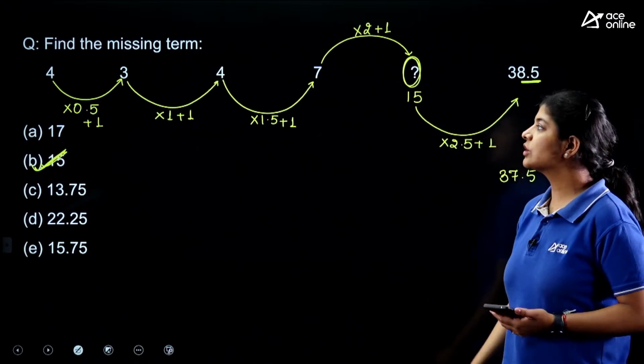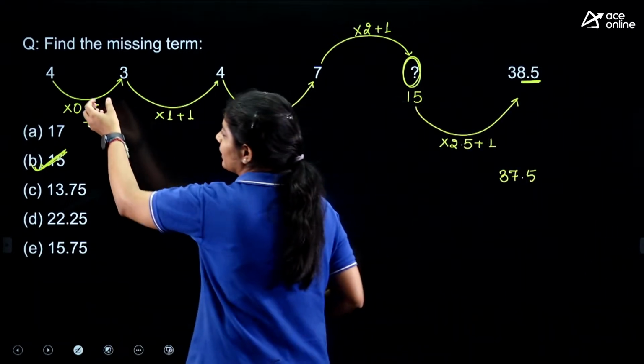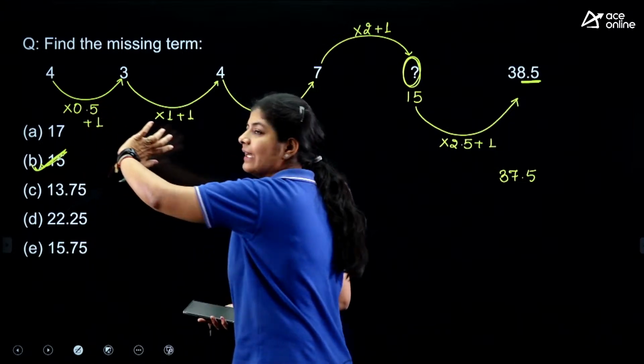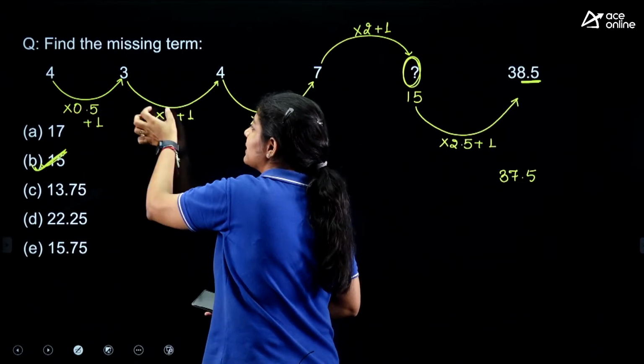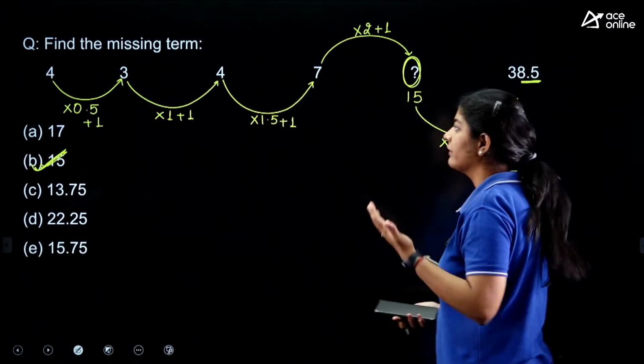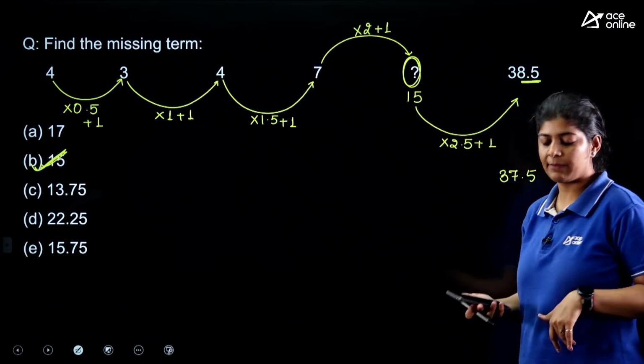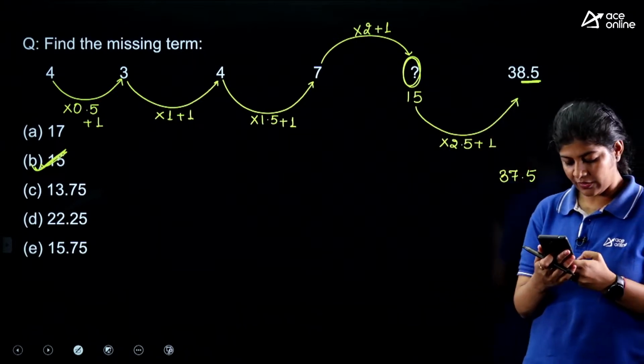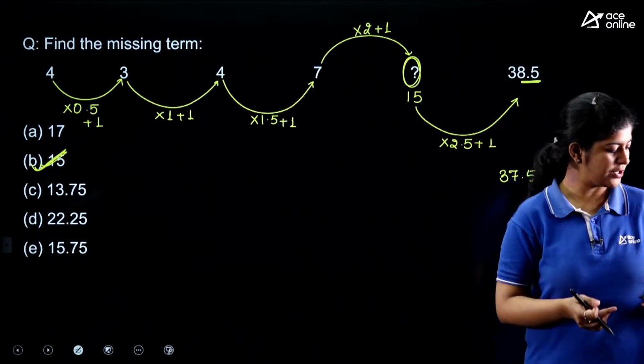So what's the logic over here? We are multiplying with a number and then adding 1 to it, and this number is continuously increasing by 0.5. Very good Radhe, very good Indu, very good Jaipur, right?